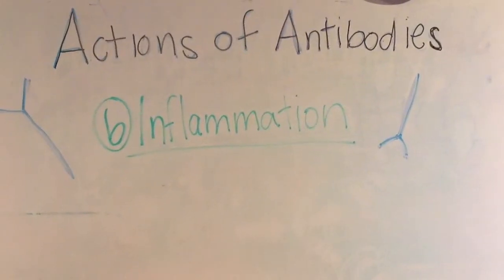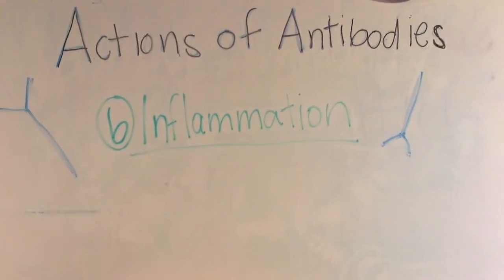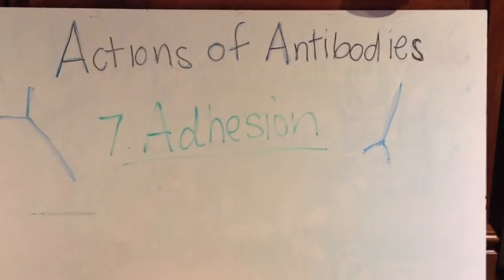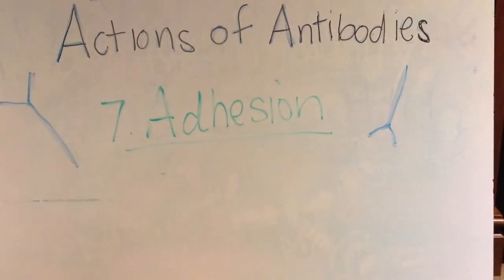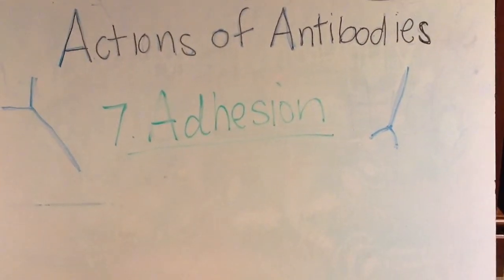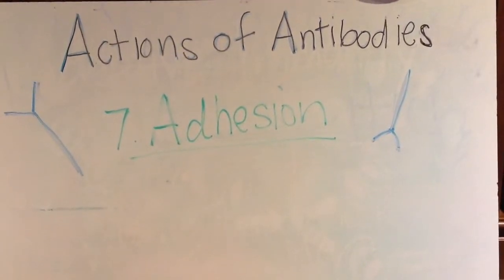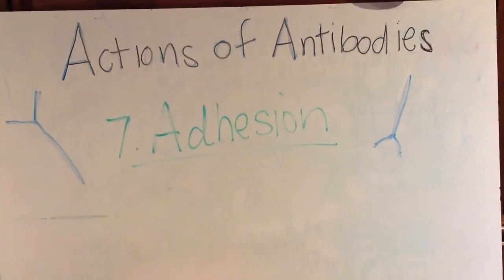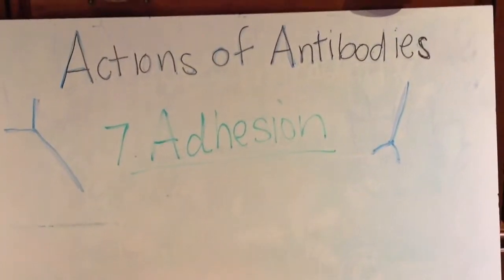Number 6 is inflammation. Antibodies may promote inflammation by stimulating basophils and mast cells. Number 7 is adhesion. Antibodies dissolve in the saliva, mucus, and perspiration that coat epithelia, adding an additional layer of defense. A covering of antibodies makes it difficult for pathogens to attach and to penetrate body surfaces.